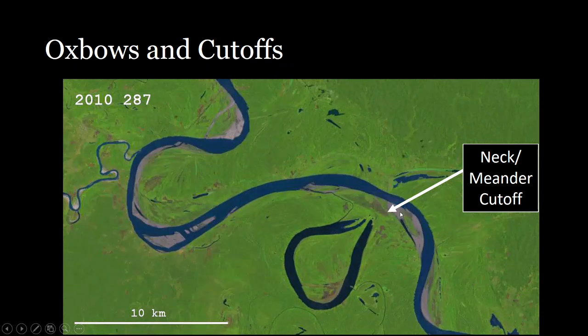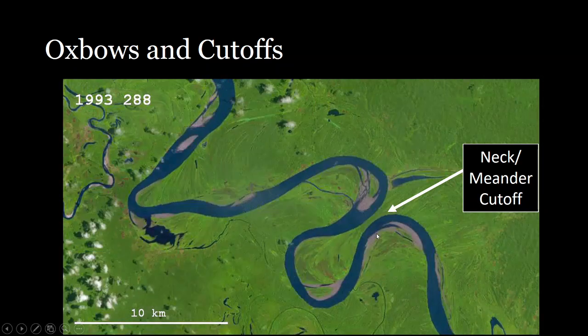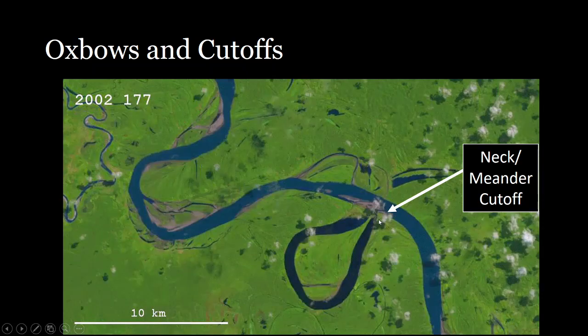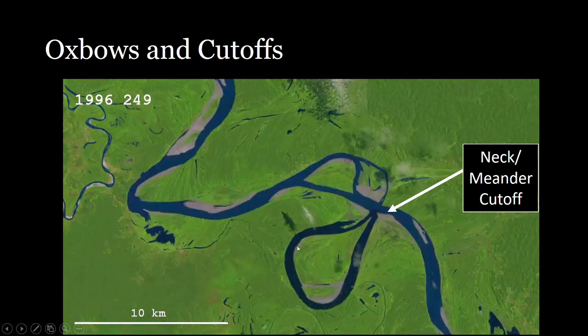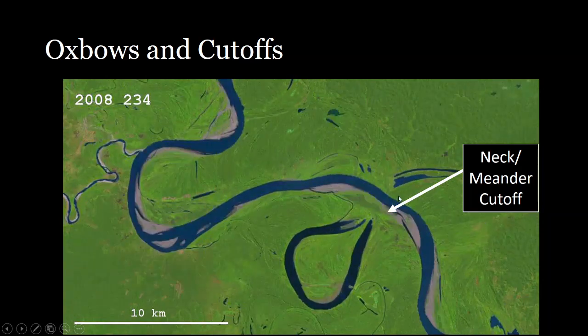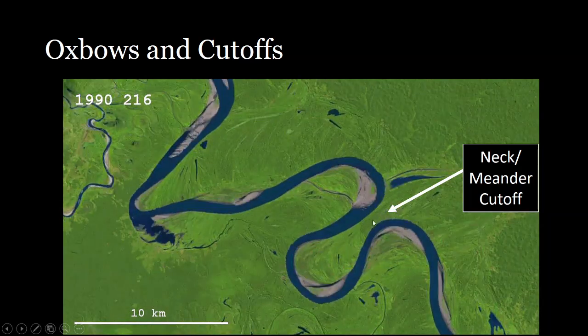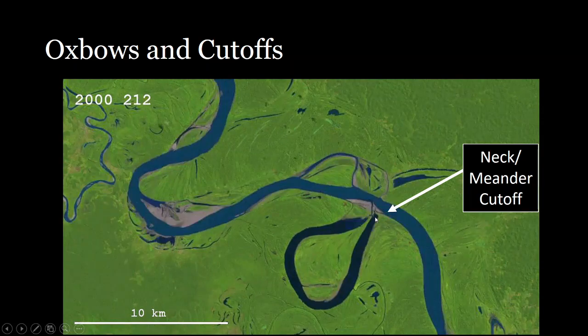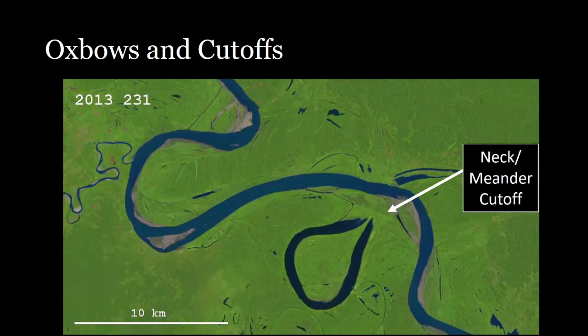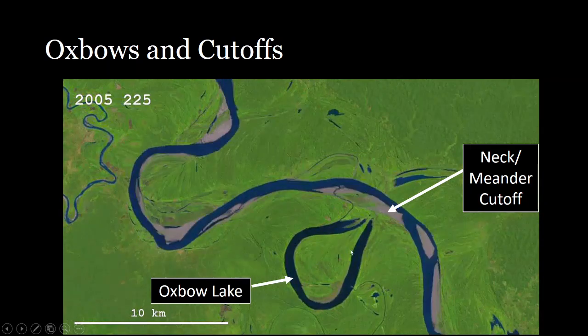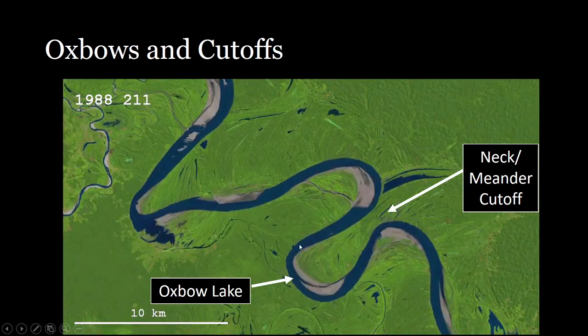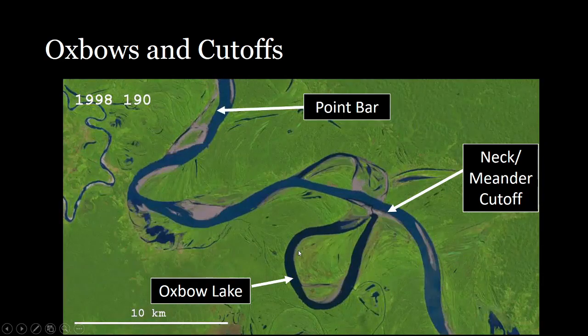So you can see here that we have two meanders that hit each other and cut off this section of stream here. And this little patch of land here that gets pinched out is called the neck, or the meander cutoff. And the lake that forms after that cutoff occurs is called an oxbow lake.